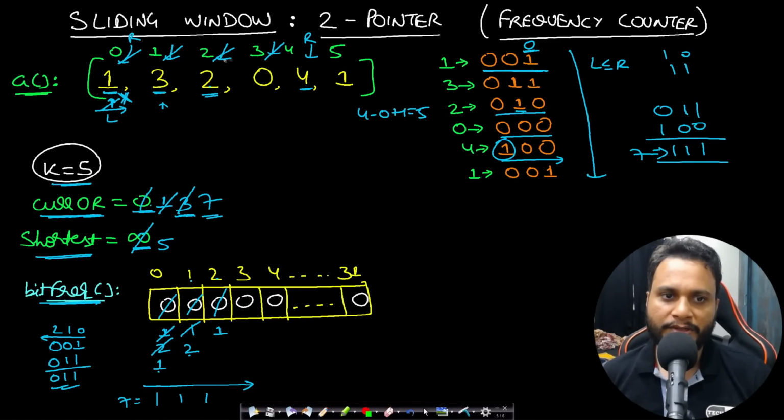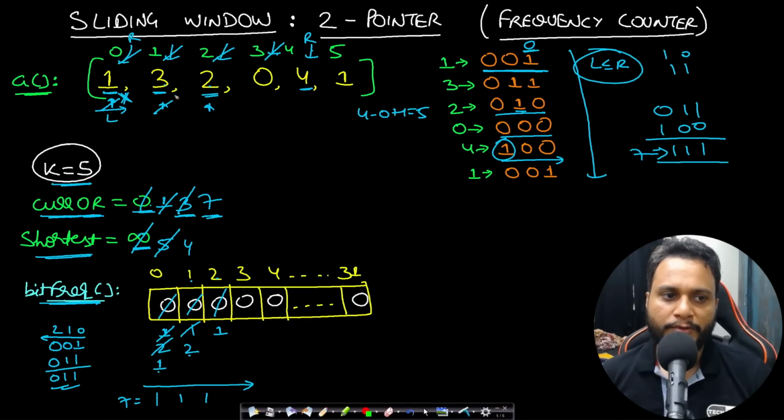Again, what is the shortest window size? R minus L plus 1. 4 minus 1 plus 1 will be 4. So 4 is better, so I'll update this. Again, this left pointer has to be adjusted and we will move to the right hand side because the current OR is greater than or equal to K and also left is less than or equal to R.